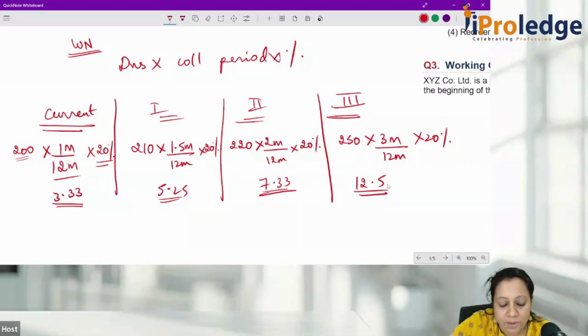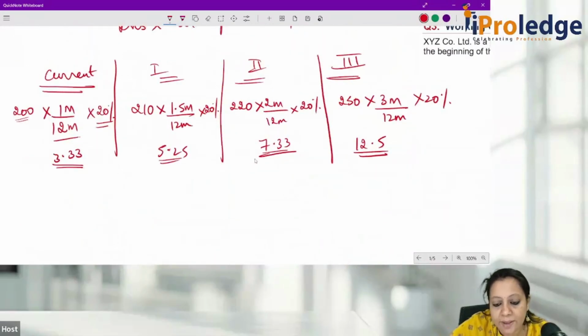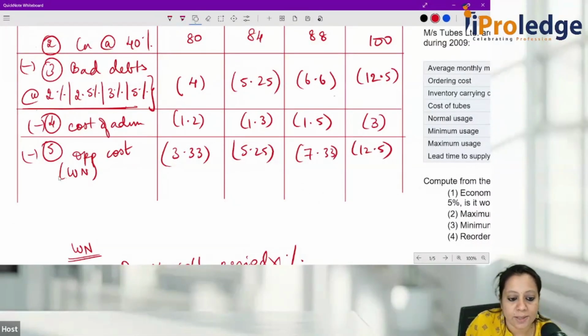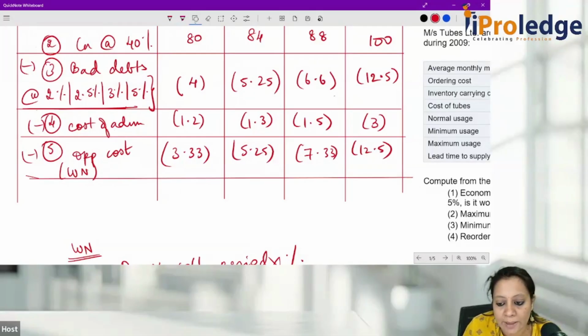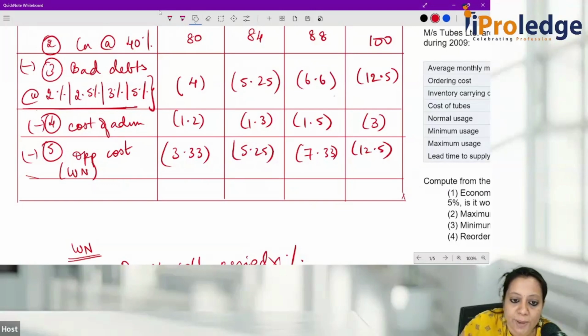So now let's go and substitute 3.33, 5.25, 7.33 and 12.5. So this is the opportunity cost that I was talking about when I was explaining the format. So I think now it makes more sense. Instead of giving the money to my debtors, had I invested in, for example, a stock market, what I would have got is 20 percentage. So based on that, we will calculate the profit.